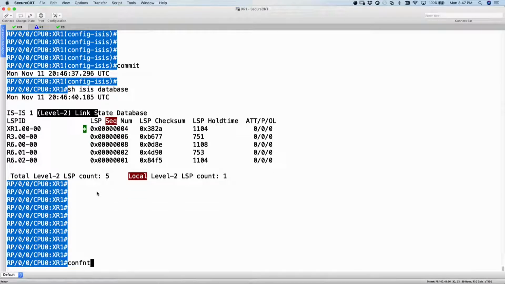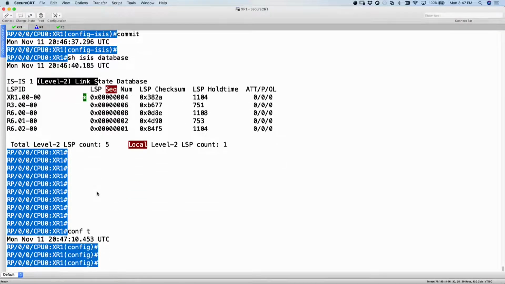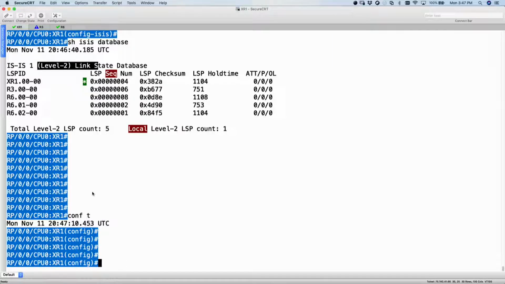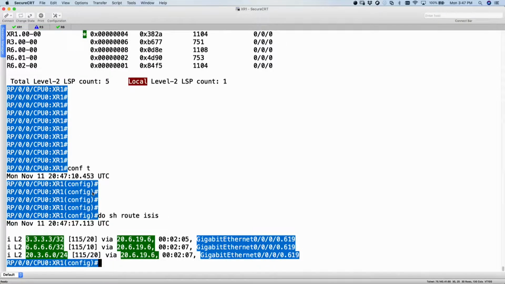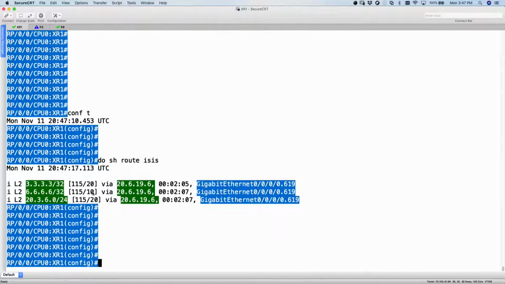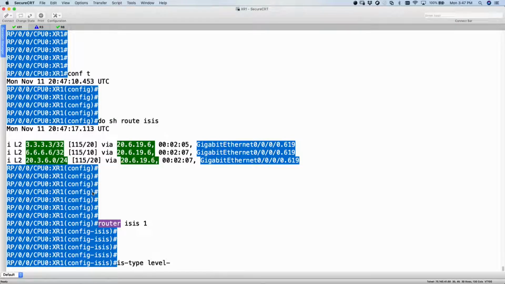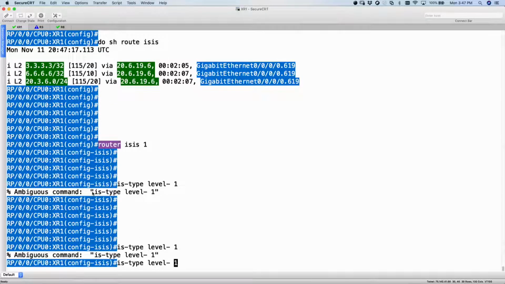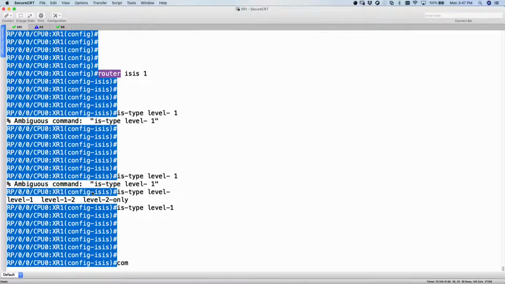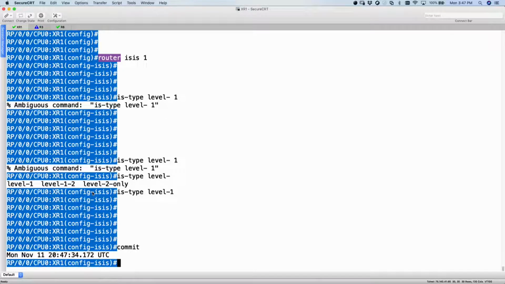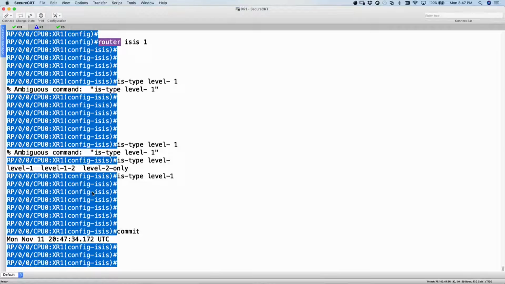Let's go and change this IS type to be level 1 only. If you look at my routing table, show route ISIS, you'll see that all the routes are being seen as level 2 because you and me are level 2 neighbors. Let me change this to be now just level 1. So IS type level 1, and do a commit. Obviously, my neighborship with R6 would go down because R6 can only establish L2 adjacency, and XR1 has now been changed to level 1. So they would not form neighbors.